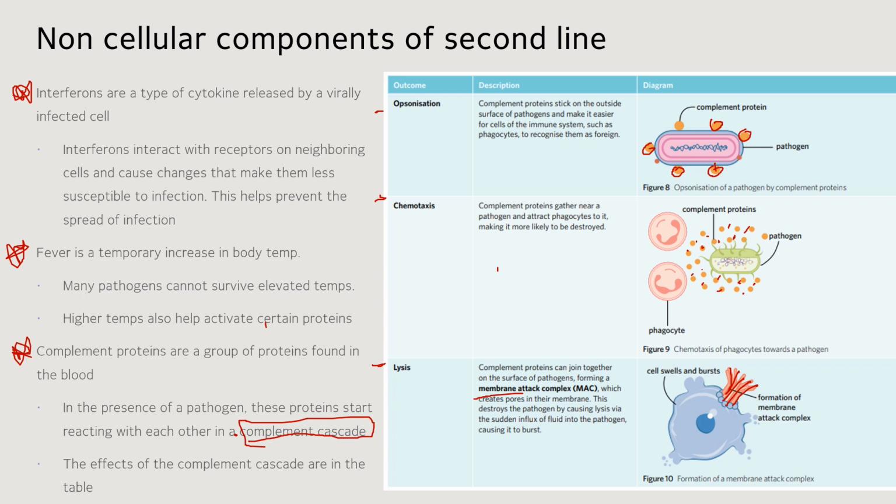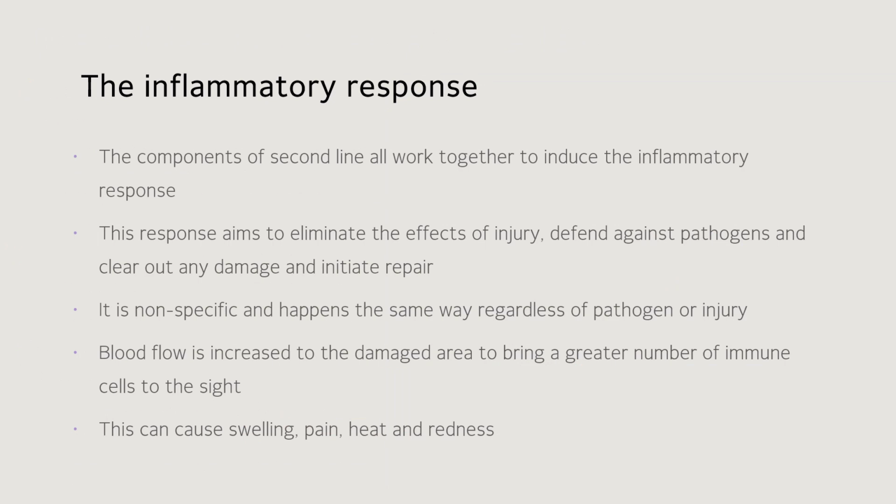So there's a bunch of non-cellular components that also play a major role. Now, all of these cells and all of these non-cellular components are all working together in something called an inflammatory response. So all of these cells aren't happening in isolation. They're all working together to try and remove and destroy the pathogen. And this coordinated response, where they're all working together, is called the inflammatory response.